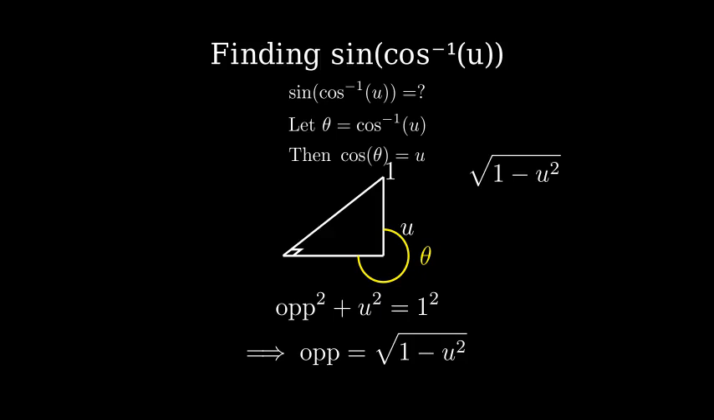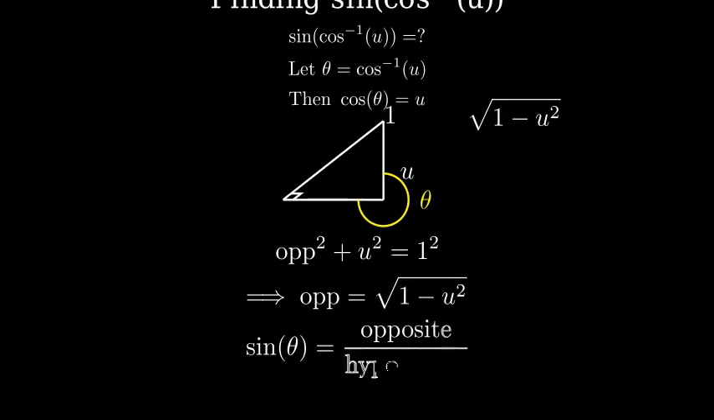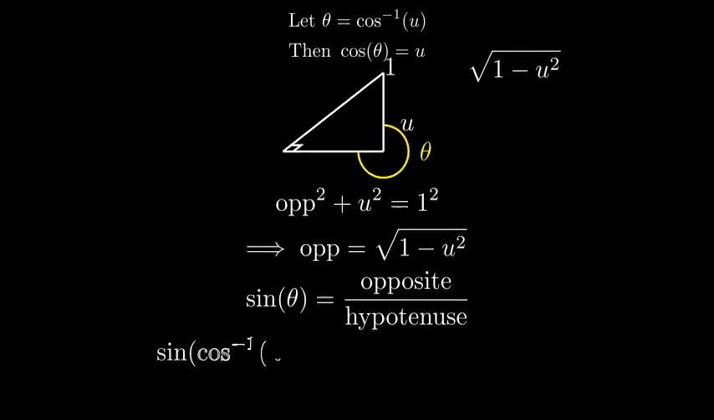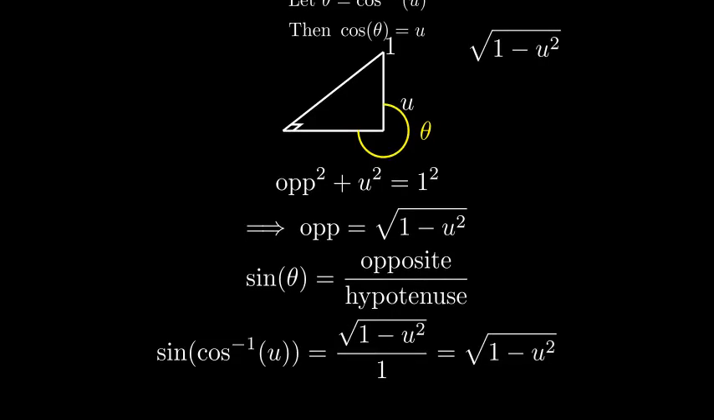Now, remember what we're trying to find: sine of cosine inverse of u. In our triangle, sine of theta is the opposite side over the hypotenuse. Since theta is cosine inverse of u, we can say that sine of cosine inverse of u equals the opposite side, which is square root of 1 minus u squared, over the hypotenuse, which is 1. Therefore, sine of cosine inverse of u equals square root of 1 minus u squared.